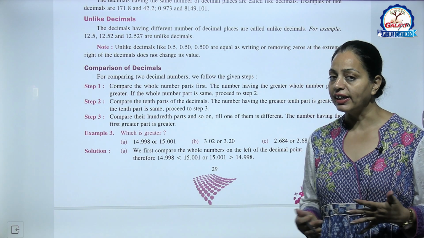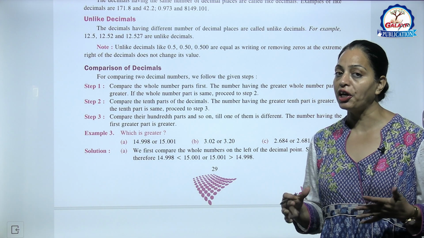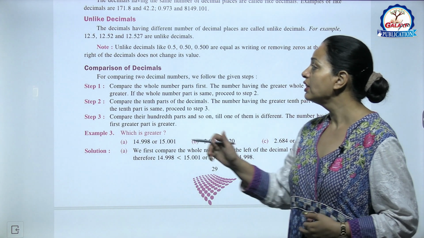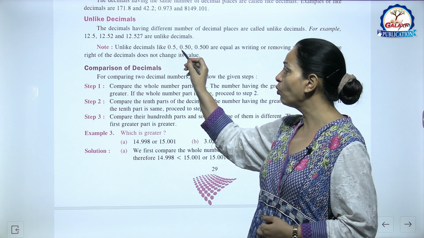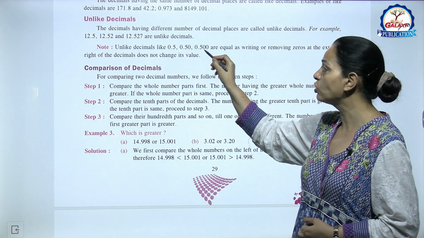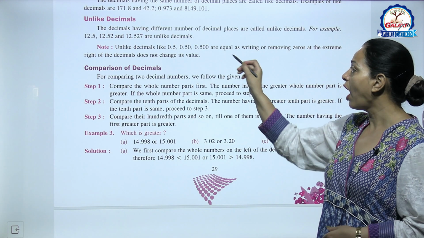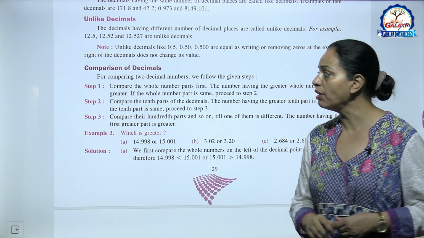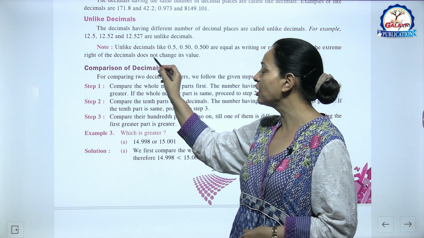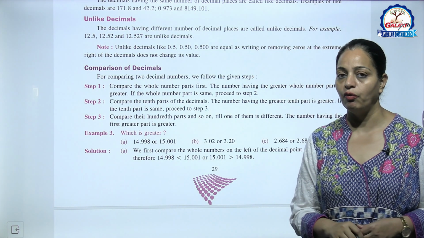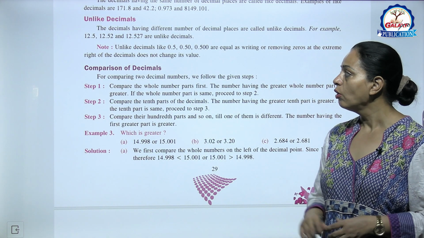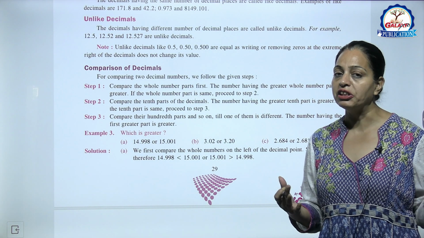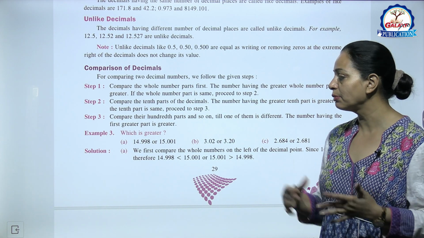अब हम unlike decimals को like decimals में change कर सकते हैं. How? See, unlike decimals like 0.5, 0.50, 0.500 are equal as writing or removing zeros at the extreme right of the decimals does not change its value. Okay. So we will do this one, how we can change unlike decimals into like decimals, later on.